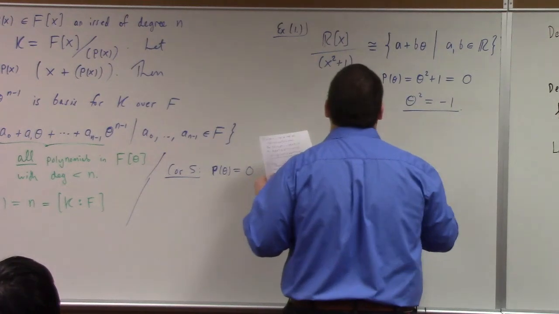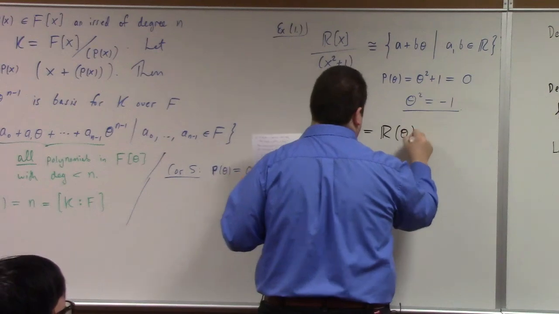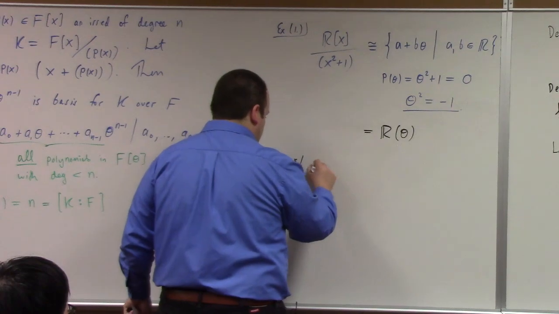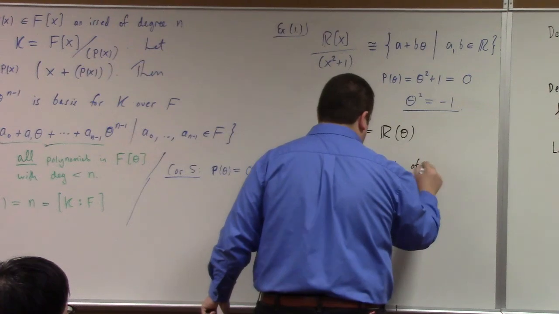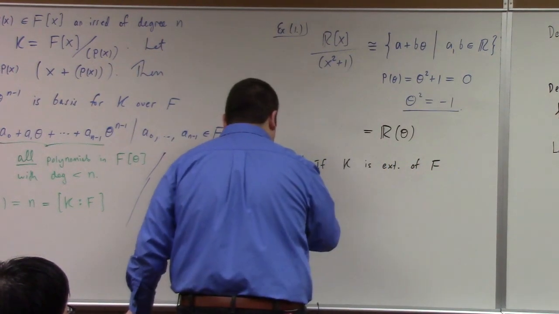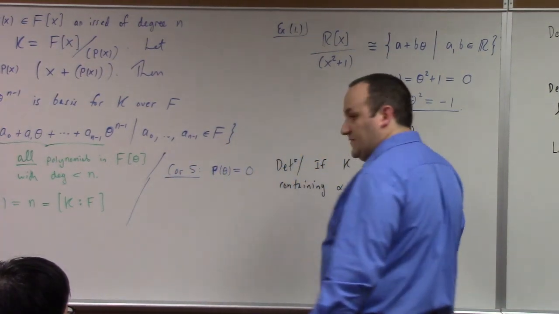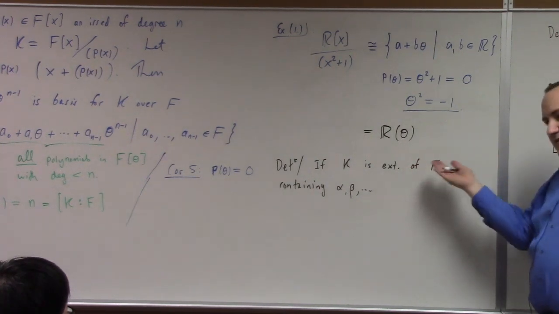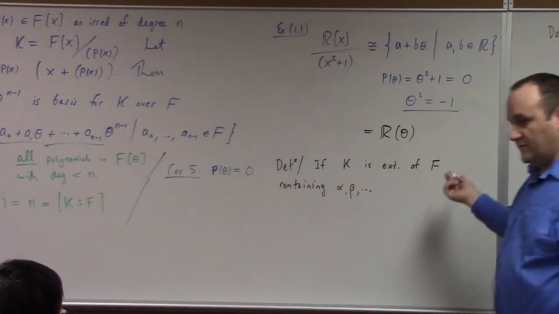So this right here, we could also say that this is R of theta, right? And the definition: if K is an extension of F containing alpha, beta, and so forth, some collection of elements of K. I'm just saying that suppose K is a field which is an extension of the field F, and it also contains these elements alpha, beta, and so forth and so on.